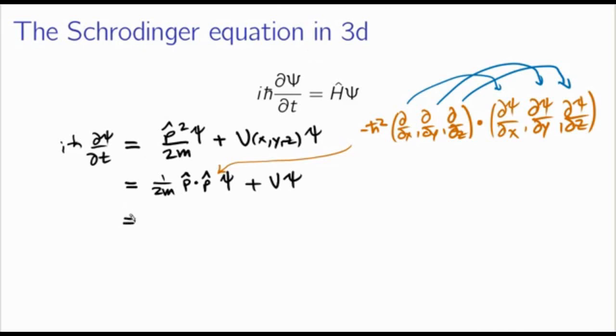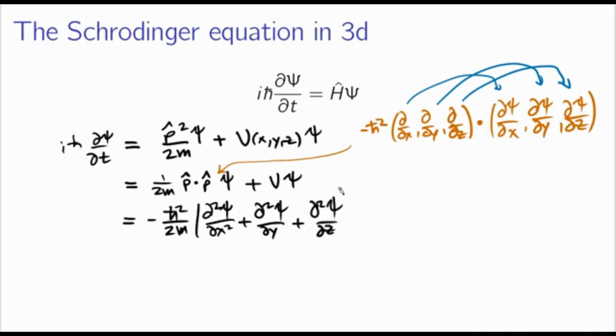The result then is going to be minus h bar squared over 2m times second derivative of psi with respect to x plus second derivative of psi with respect to y plus second derivative of psi with respect to z, plus V times psi as before.